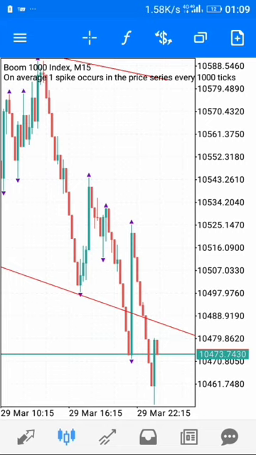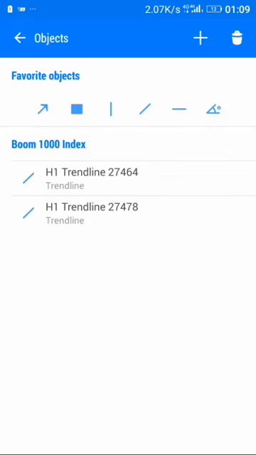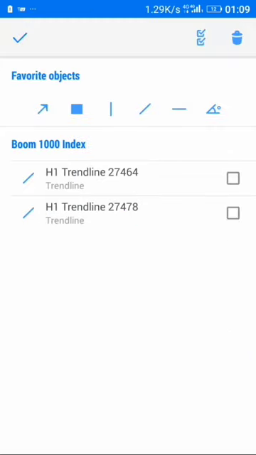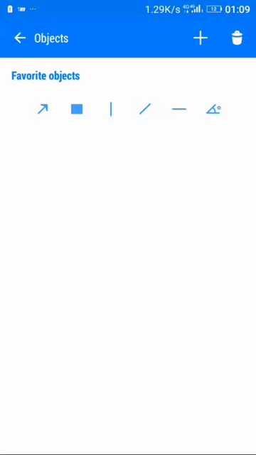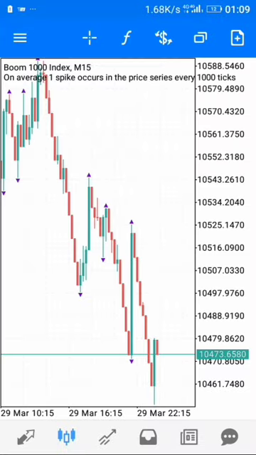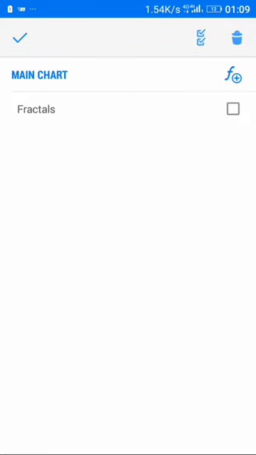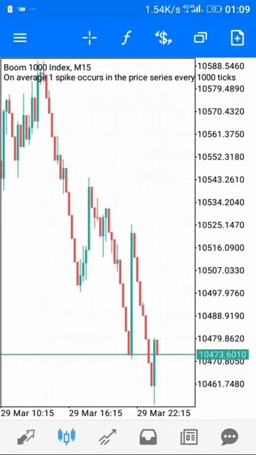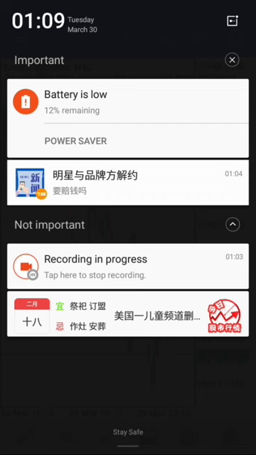Okay, and that's why we have our last point. But then let's clear off the chart, let's make it plain, and let's get back to the chart. Also let's remove the fractals as well. Okay, that's it, we have a clean chart right here.